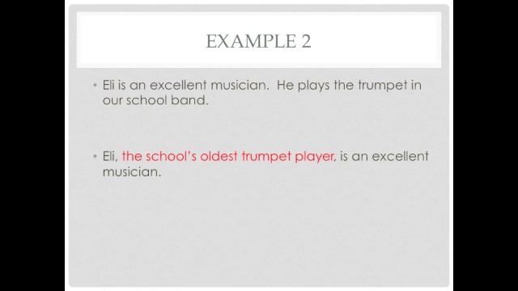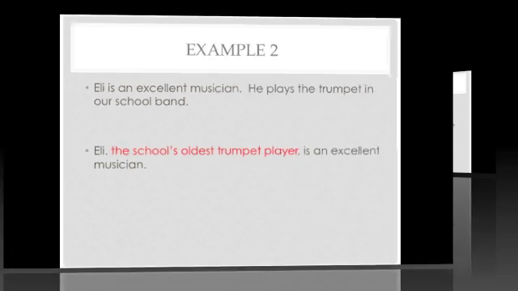Here's another example. Eli is an excellent musician. He plays the trumpet in our school band. Eli, the school's oldest trumpet player, is an excellent musician. See how I combined the two sentences and, using commas, created an appositive phrase.